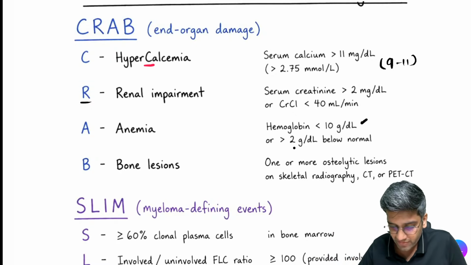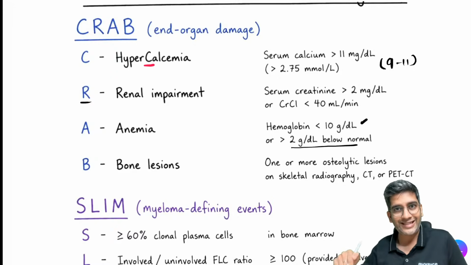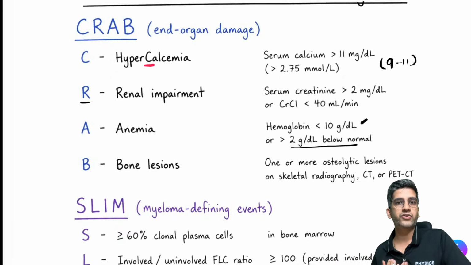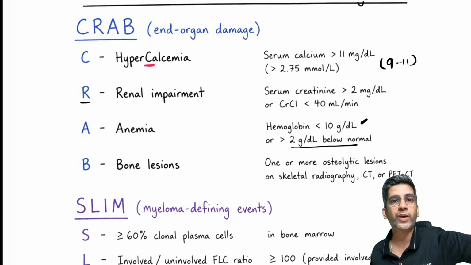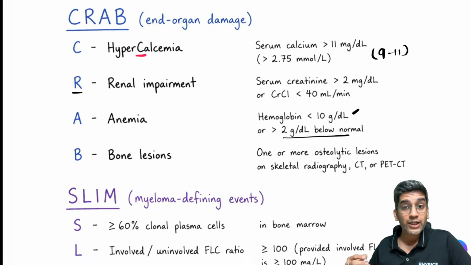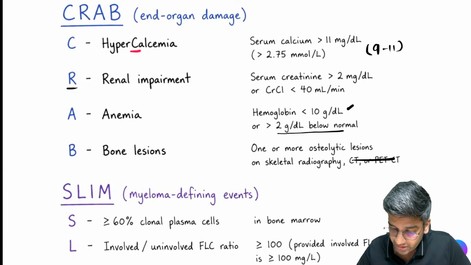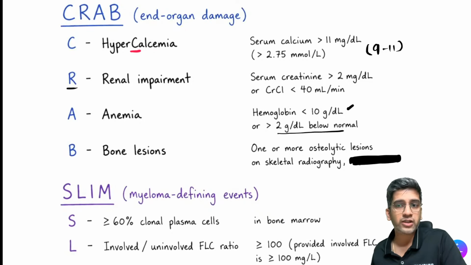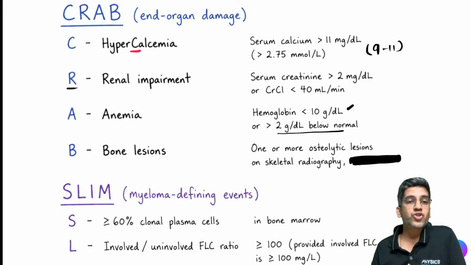If you have a previous value, more than 2% reduction. For example, my normal hemoglobin is 14. Anything less than 12 is branded as anemia in case of CRAB criteria. And B, the most important thing is it should be on a CT scan. Sorry, it should be on an X-ray. If you see bony lytic lesion on a skeletal radiograph, I'm going to call it a CRAB criteria, right? And the best one is not CRAB.